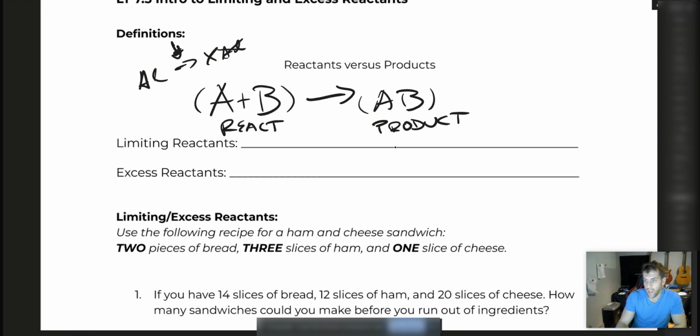So limiting reactants, these are reactants or chemicals that limit the reaction. Let's see here. I won't try and erase it this time. Chemicals that limit the reaction. And then we also have these excess reactants, and this is anything left over after our reaction stops.